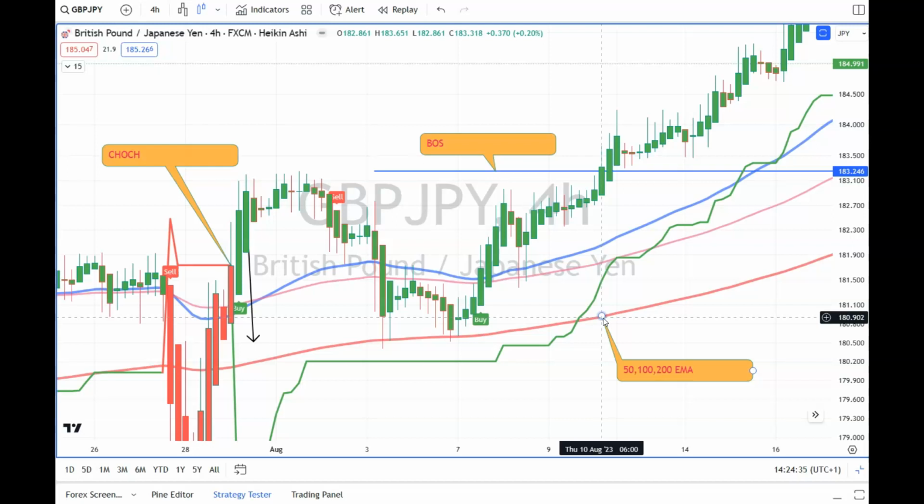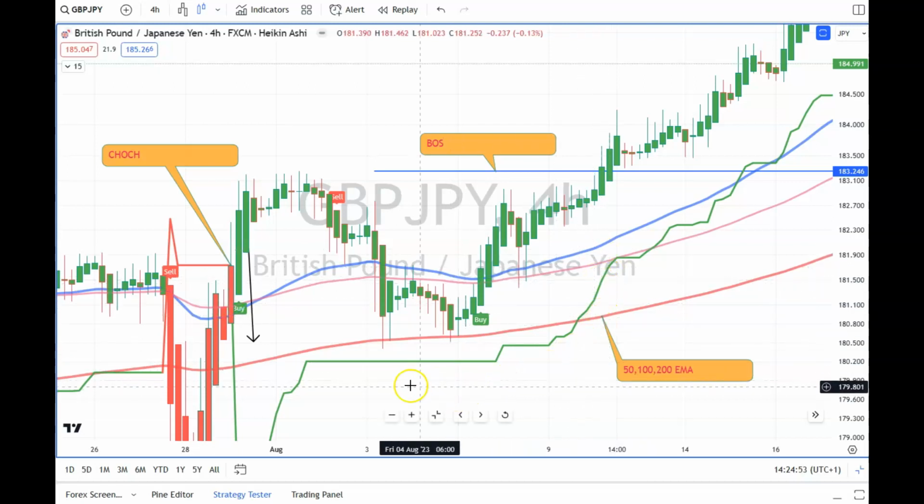I'll say that again because this is vital. 50 above the 100, above the 200. So they're stacking, in other words. This is a parabolic trend, and that's what a parabolic trend looks like. If that's not happening, it's not parabolic. If that's not happening, the price is not going up.